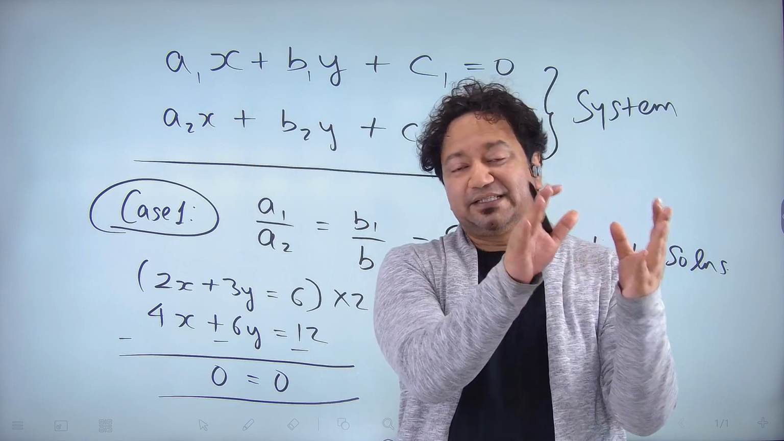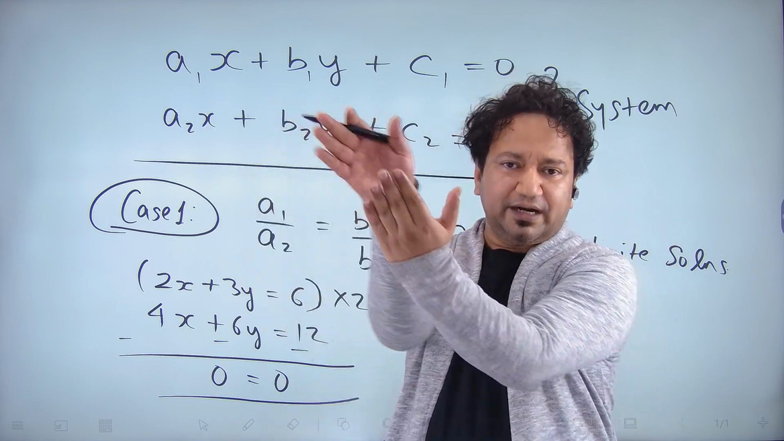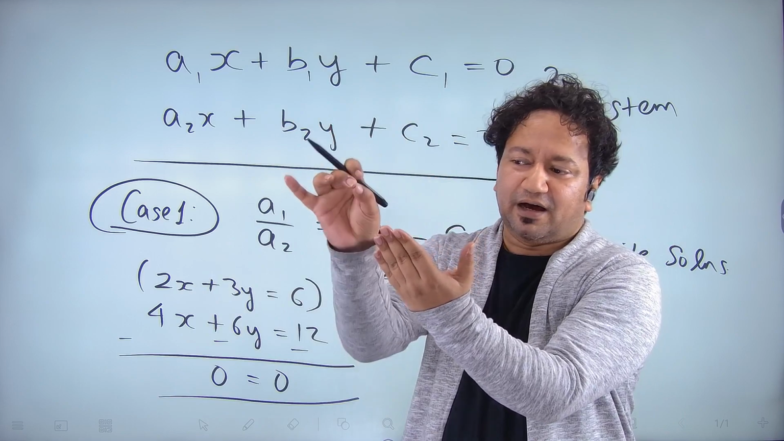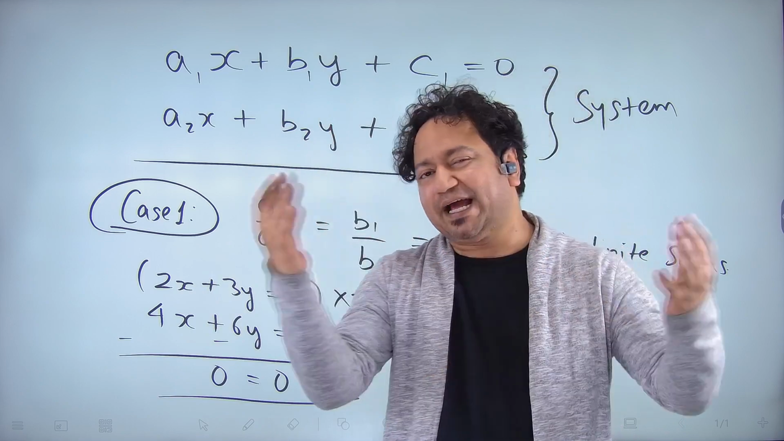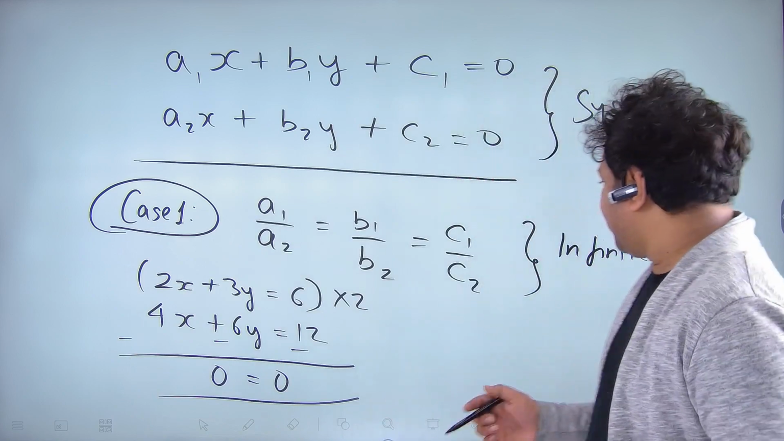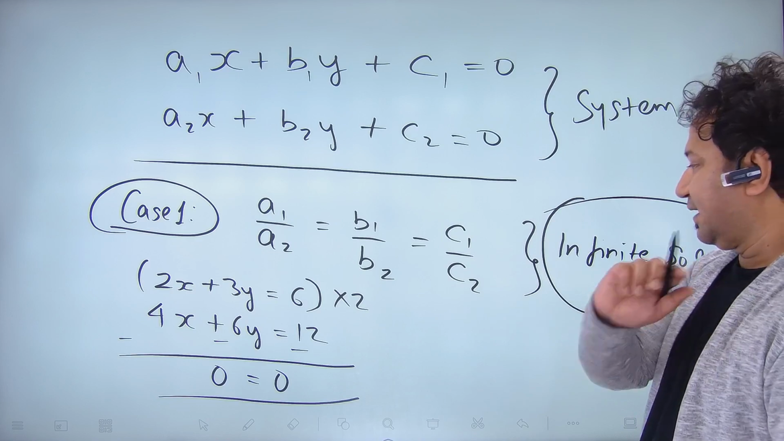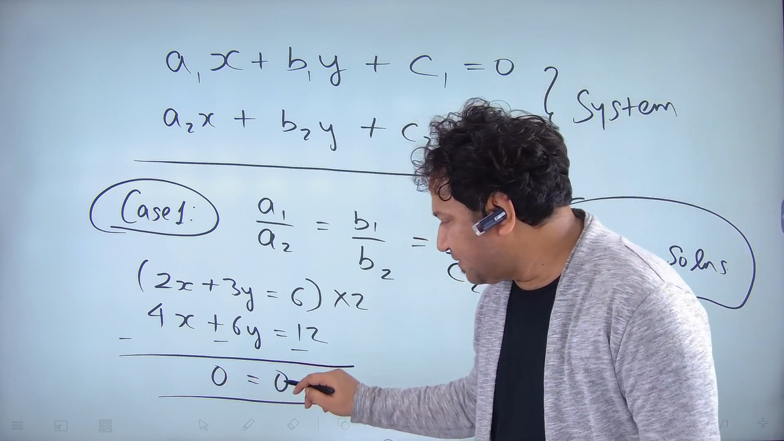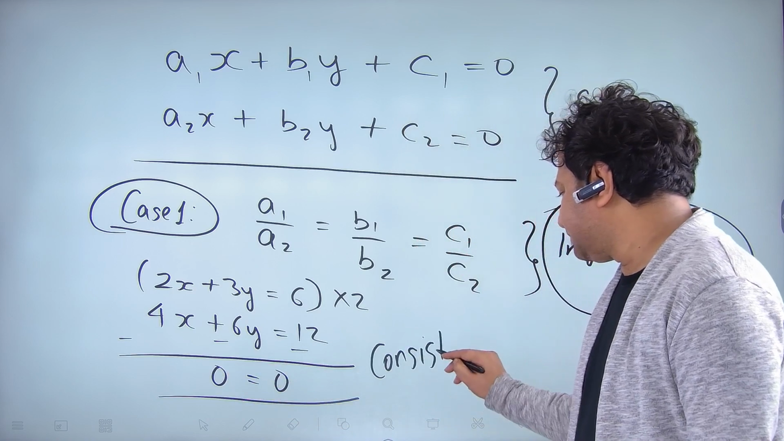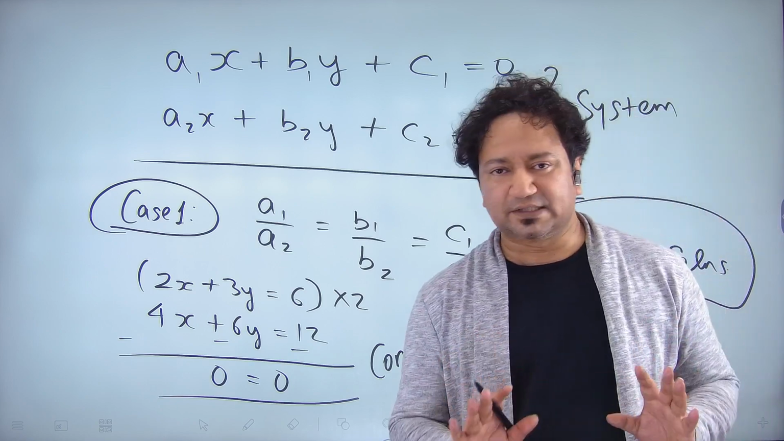So when I said the solution is basically the point of intersection, so when two lines are overlapping one over the other, then all the points on that line are intersecting. So we have infinite points of intersection, and that is why I told you that we'll be getting infinite solutions. Great. And as you can see, 0 equal to 0, that is mathematically correct. So we will call this case a consistent case. This case is consistent. So we have discussed the first case altogether.